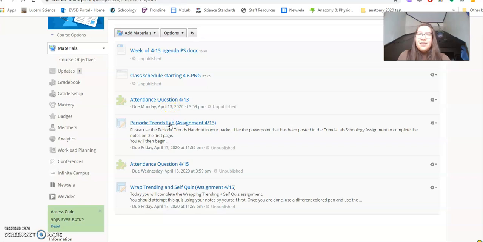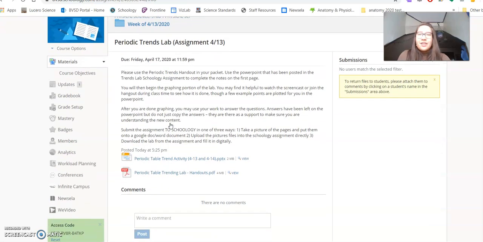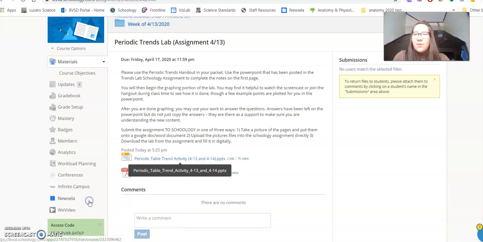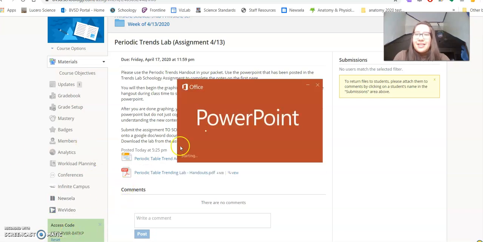So if we go into the periodic trends assignment, you'll see some directions here. We have an extra of the handout, and then we have our PowerPoint of the periodic trend activity. When we open up that PowerPoint, we're going to see both our housekeeping updates and then also some instructions on what you are doing to complete that assignment. So we will go ahead and open that PowerPoint and walk through a little bit of it together.